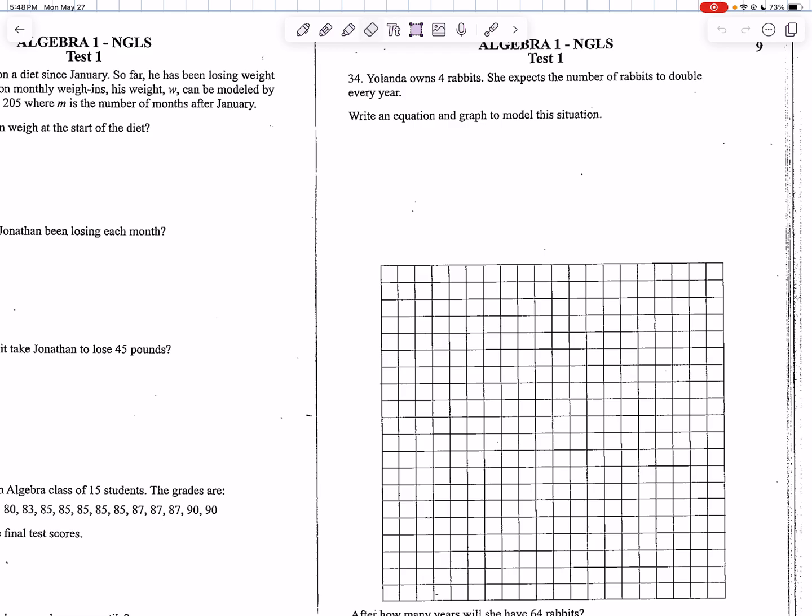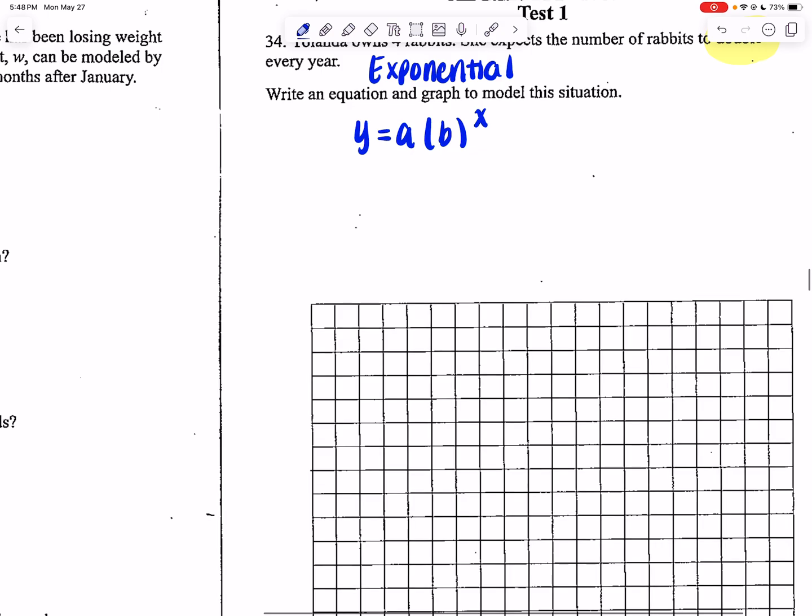So the first thing we need to look at is that she's saying doubling. And that does not mean linear. That means it's going to be an exponential equation. So if you remember, an exponential equation can be written like this: y equals a times b to the x, where a is your initial amount, and b is sort of like your multiplier.